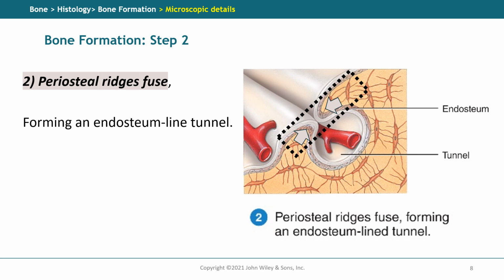Now that we have this periosteal blood vessel there, we need to close up these ridges. So we have the periosteal ridges fused, and you can see it here. And now you have this endosteum. So endo means internal, and osteum, bone. So you have these two components, and you're done forming this endosteum-lined tunnel that is located here.